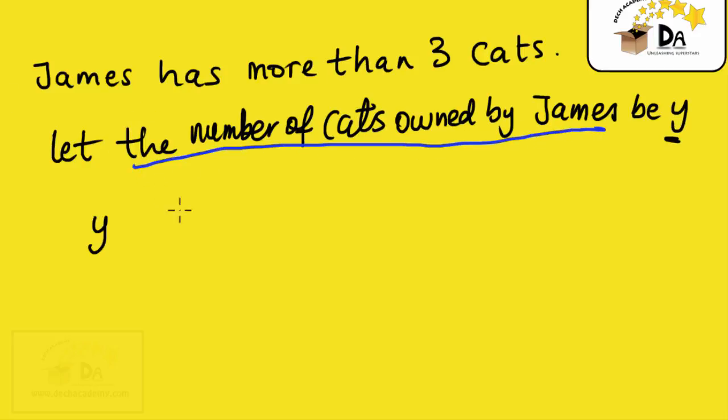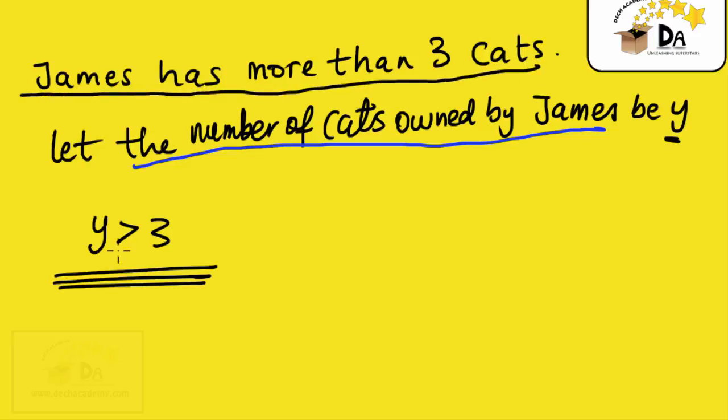If y is the number of cats owned by James, if I say y is greater than 3, what this inequality or algebraic expression is saying is that the number of cats owned by James is greater than 3. And that conveys the same meaning as this sentence here, which says James has more than 3 cats. Y is greater than 3 means the number of cats owned by James is greater than 3. Same meaning, but it just took us 3 characters. Here we had to use 1, 2, 3, 4, 5, 6 words. So you can see the utility of algebraic expressions.